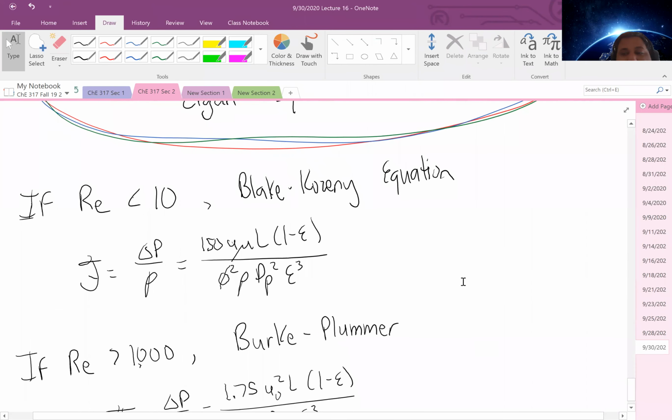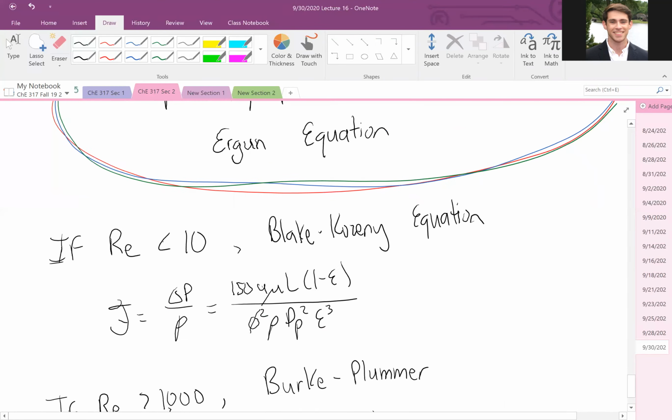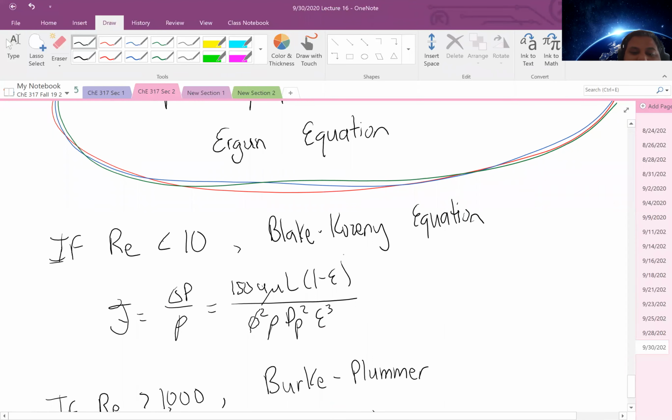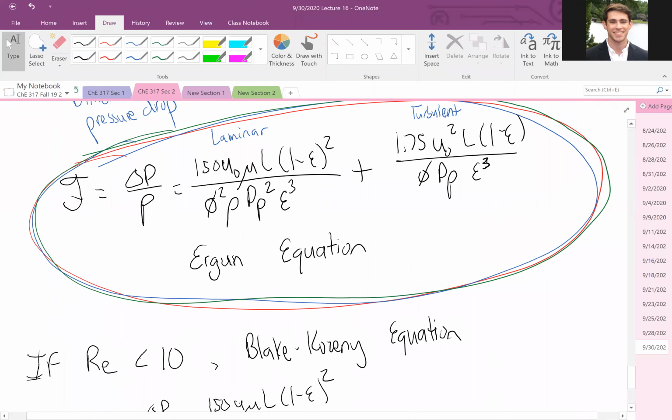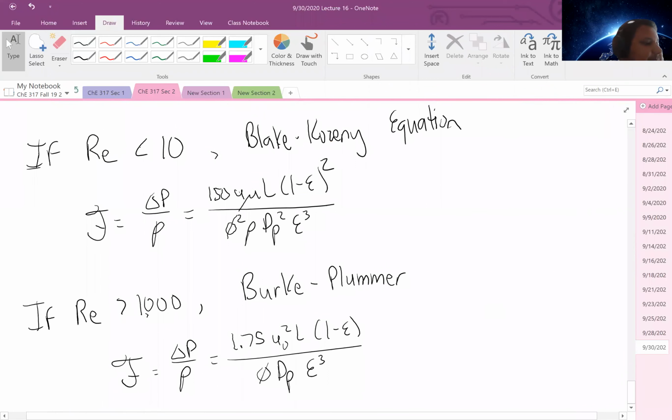Dr. Lopez, I got a question. So when we're looking at the Blake-Kozeny equation, yes, I see that the original Ergun equation had a square on that 1 minus epsilon term. Oh, sorry. Okay. Thanks. I probably just wrote it wrong. Thank you for pointing that out. But yes, there should be a square there.